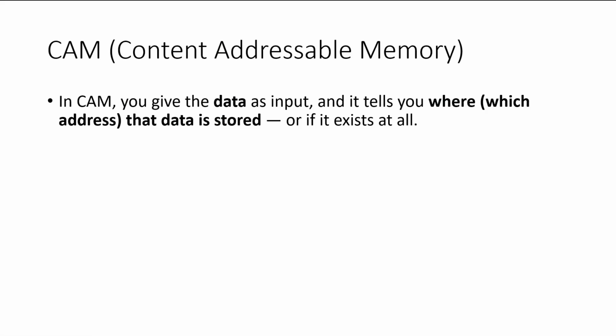Firstly, let us see the basic definition of content addressable memory. In CAM, you give data as an input and it tells you at which address that data is stored, or if it exists at all. Let me simplify it for you. For CAM memory, we give data as an input and it searches for that data in all the locations of the memory, and if it is able to find that data in the memory, it will give the address of that location at its output.